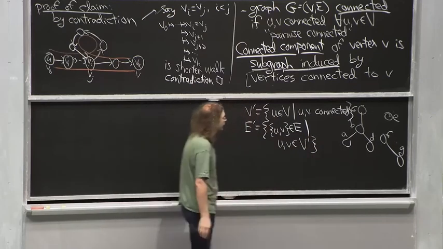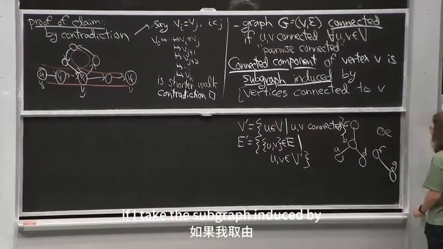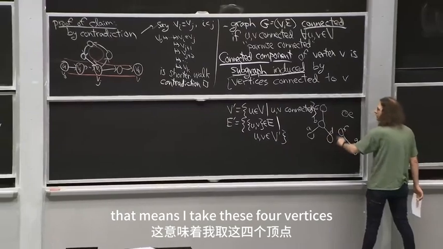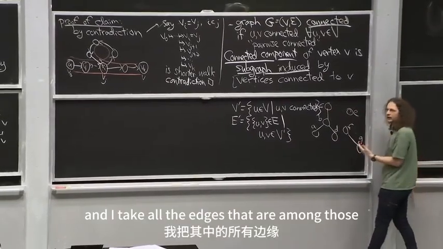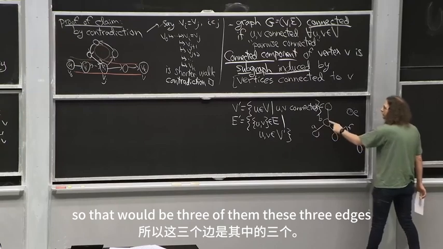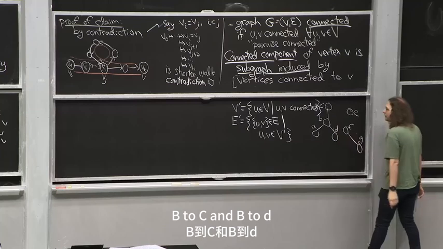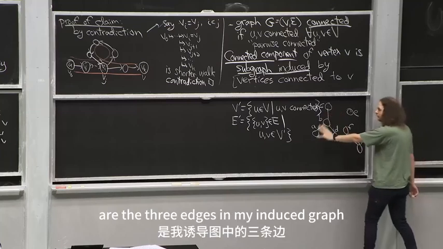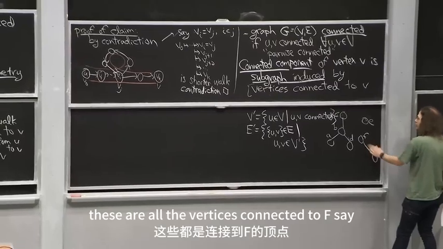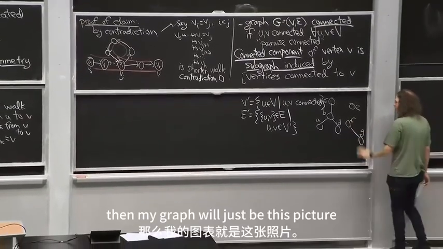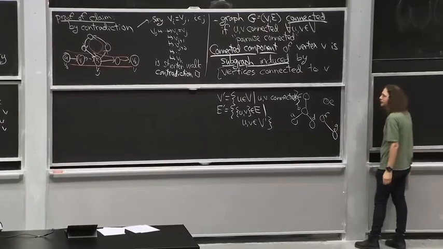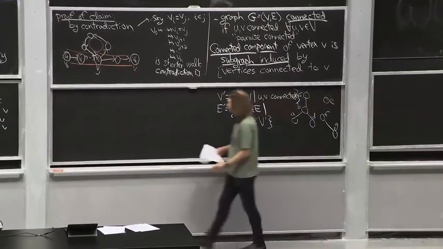So for example, in this graph, if I take the subgraph induced by A, B, C, D, that means I take these 4 vertices and none of the others, and I take all the edges that are among those 4 vertices. So that would be 3 of them. These 3 edges, A to B, B to C, and B to D, are the 3 edges in my induced subgraph ABCD. If I just take the subset F and G, these are all the vertices connected to F, say, then my subgraph will just be this picture with these 2 vertices and 1 edge connecting them. So that's what induced subgraph means.